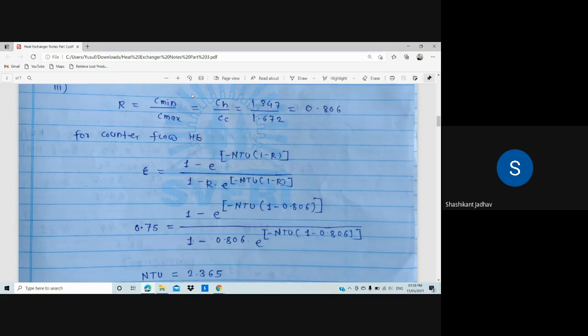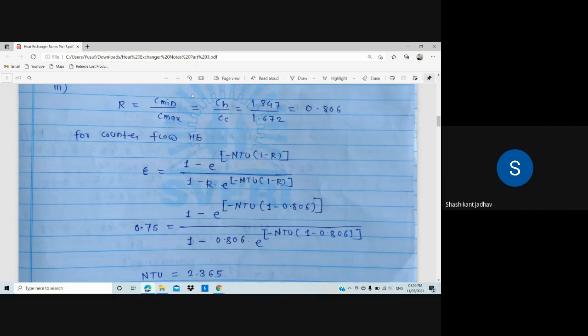Okay, all of you get the answer for the NTU. NTU is equal to 2.365. All of you put your answer in the chat box. Is that answer correct or wrong? Okay, Dhanush has put the answer 2.364. So NTU is equal to 2.365, this is the correct answer. Those who are remaining, do the calculation by yourself. We have to understand how to solve such types of equations by using the calculator.